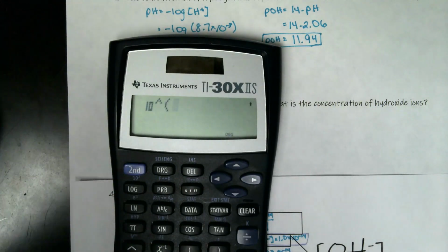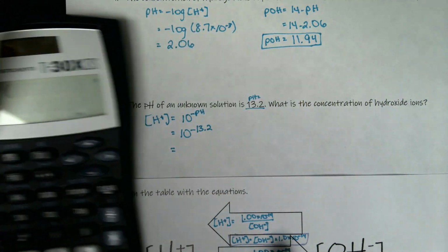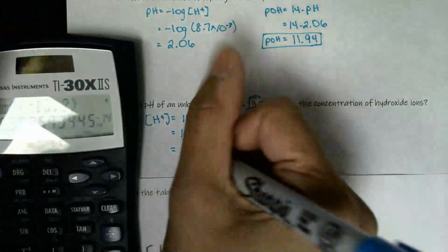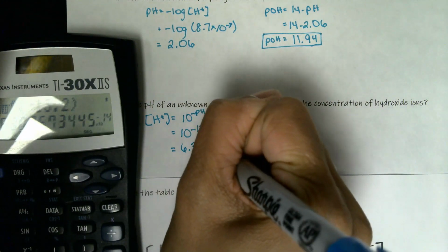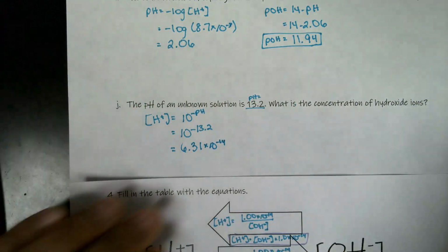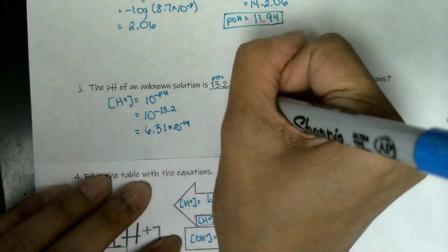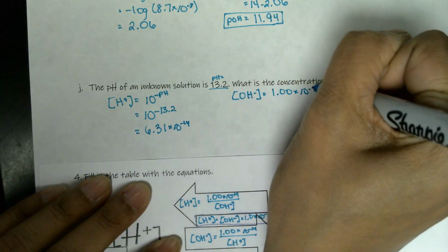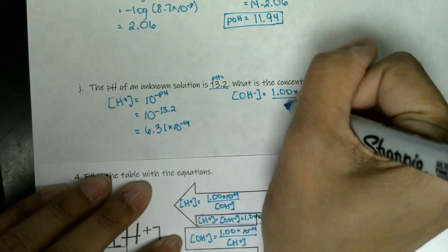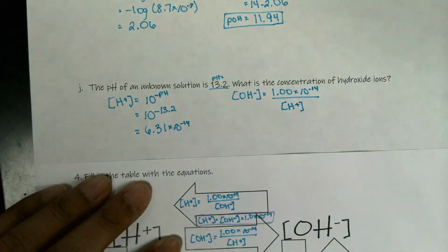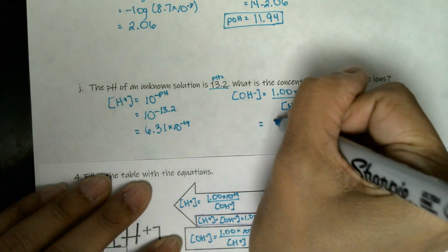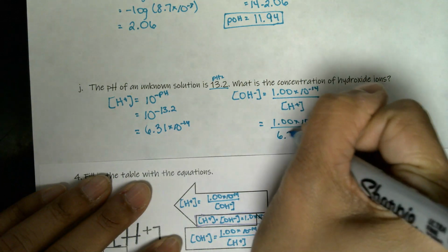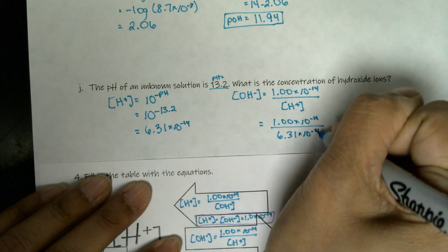Second log, and that was negative 13.2. So this gave me 6.31 times 10 to the negative 14th. And then I can say that my OH minus concentration is equal to 1.00 times 10 to the negative 14th over my H plus concentration. So that is 1.00 times 10 to the negative 14th over 6.31 times 10 to the negative 14th.